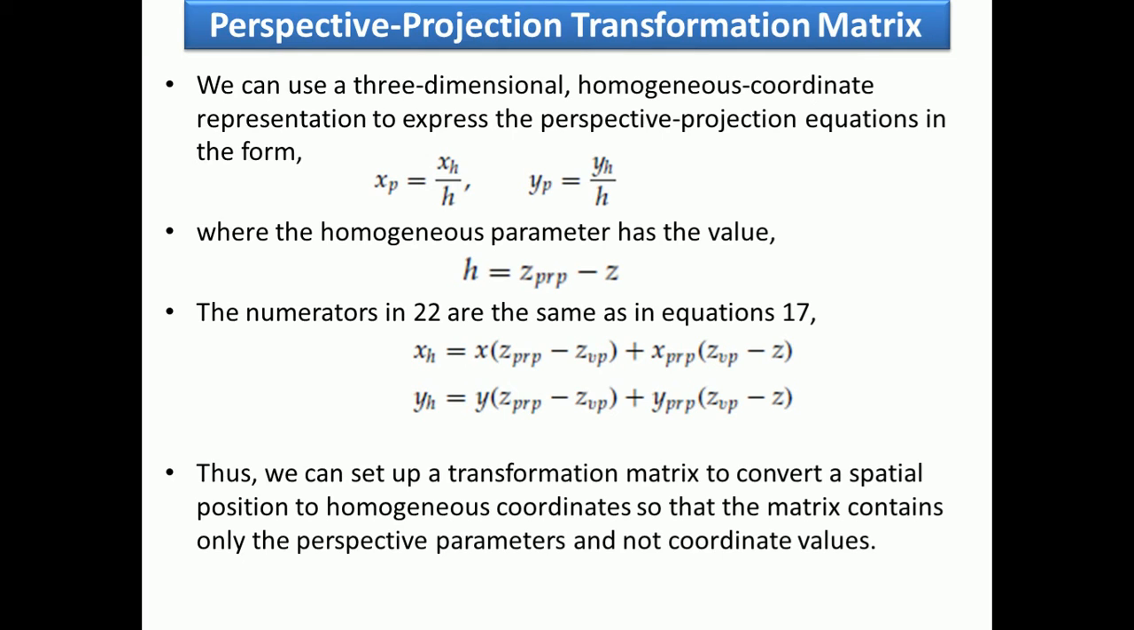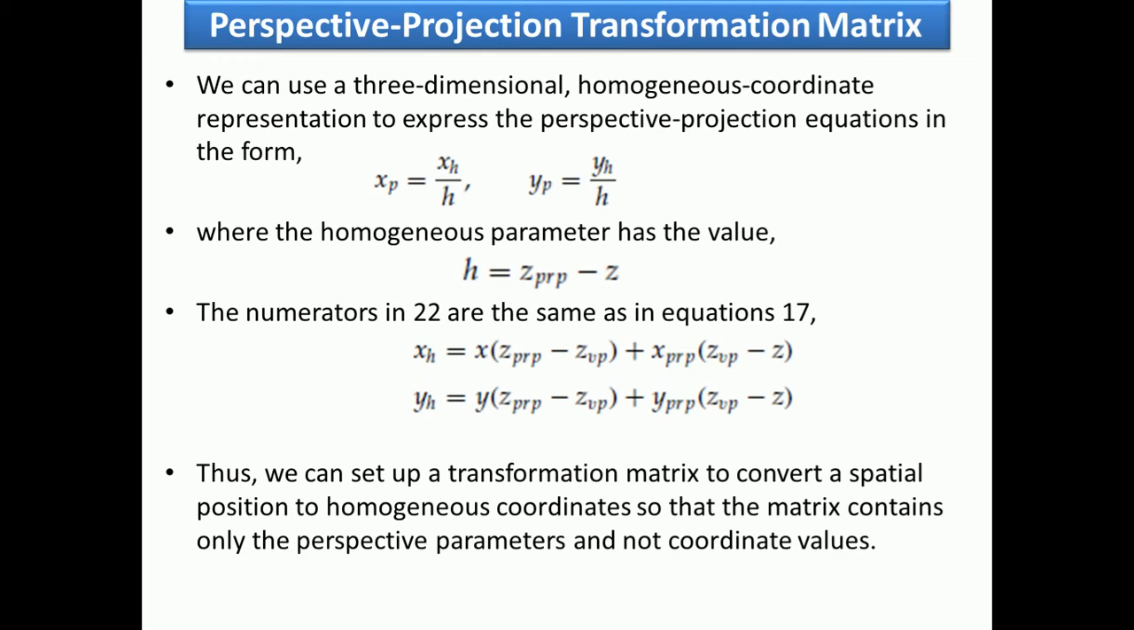that is xp equal to xh divided by h and yp equal to yh divided by h, where the homogeneous parameter has the value h equal to zprp minus z. The numerators in these equations are the same as in the last class equations, that is xp and yp.